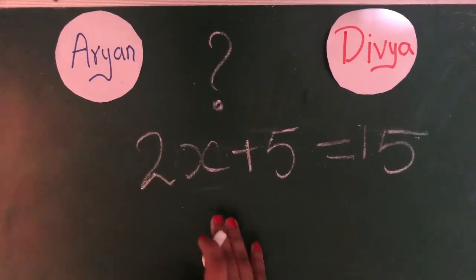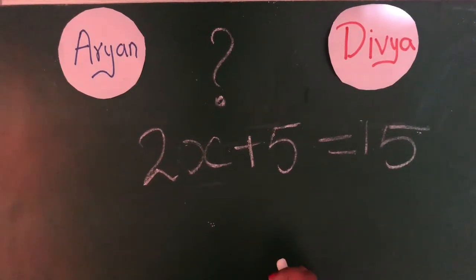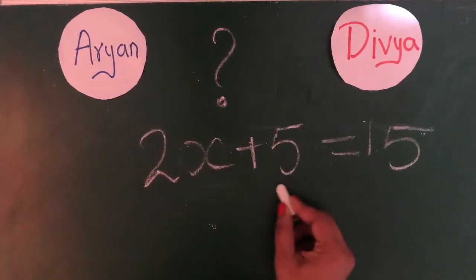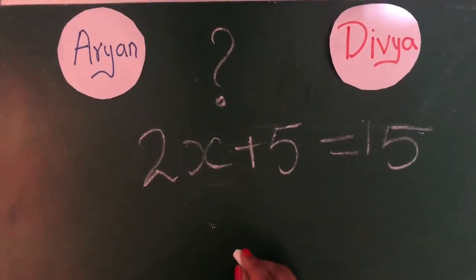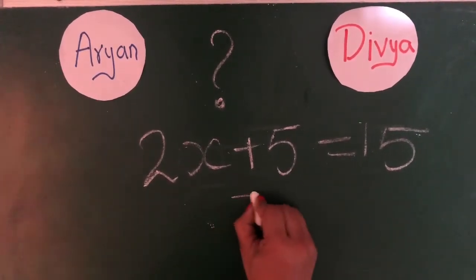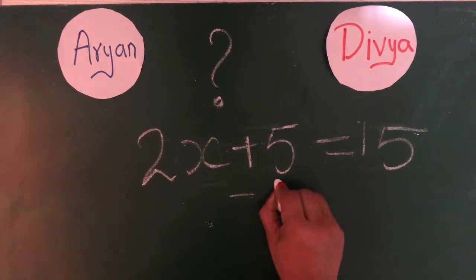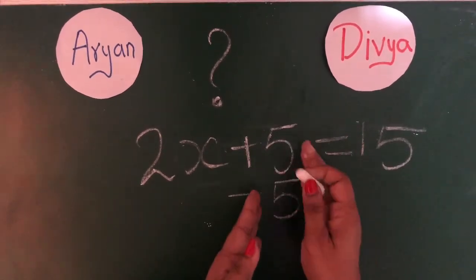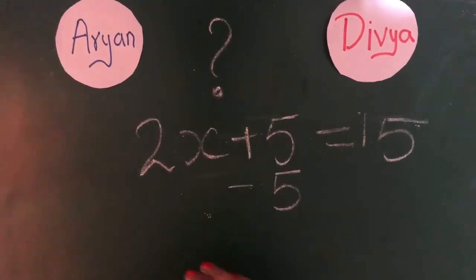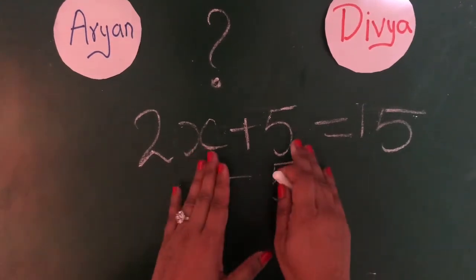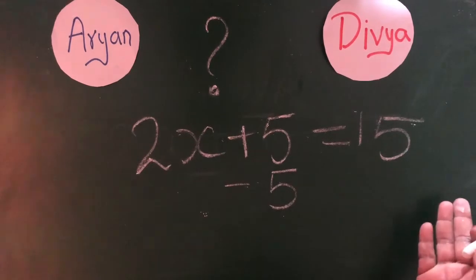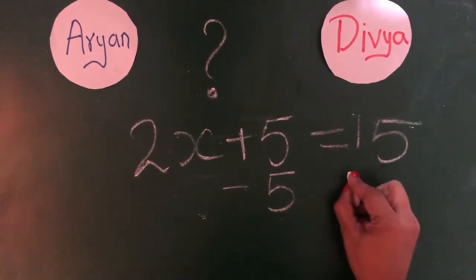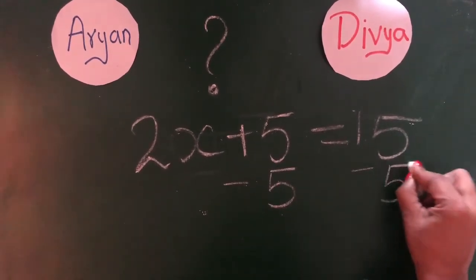If I want to get all the numbers on the right hand side, first and foremost I have to get rid of this 5. How can I get rid of this 5? I have to subtract 5 from here. If I subtract 5 from here, I will get rid of this 5. But I cannot do this only on the left hand side. I also have to do this on the right hand side. So subtracting 5 here on the right hand side.